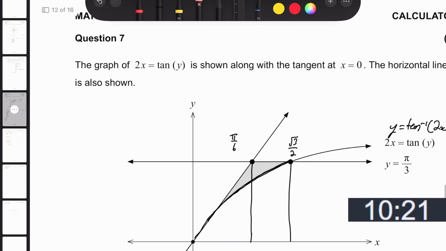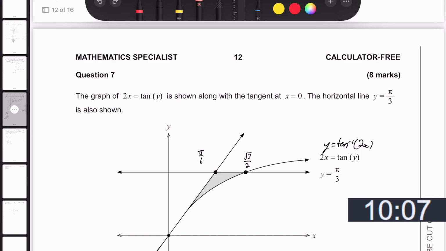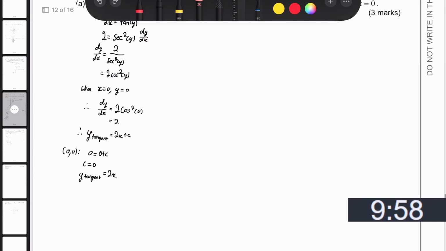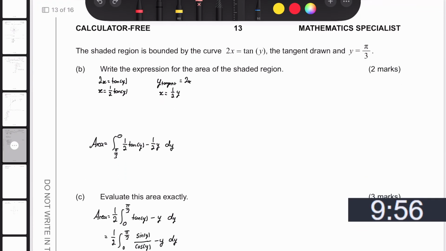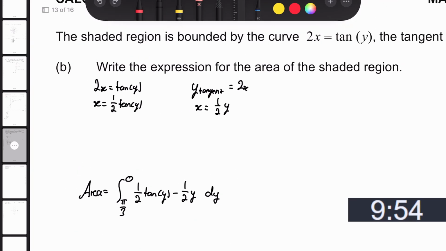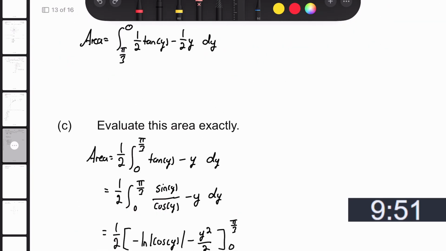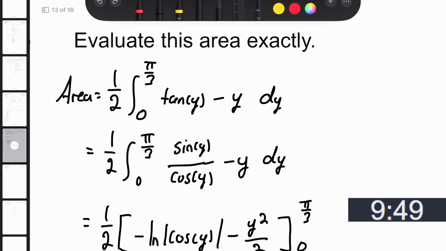Why is that so though? 0, pi on 3. Oh, is it because we start pi on 3 on the left and move down to 0? Is that why? I got no idea. A half of tan of y minus half of y. Okay, so let's flip these bounds.